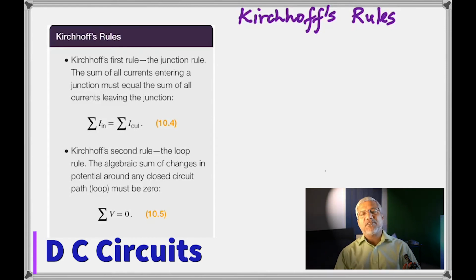The significance of Kirchhoff's junction rule is that there is no stagnation of electrical charges at a junction. No stagnation. Charges don't stay at a junction. Whatever comes in goes out. That's the significance of the first law. So in effect, it's the principle of conservation of charge.